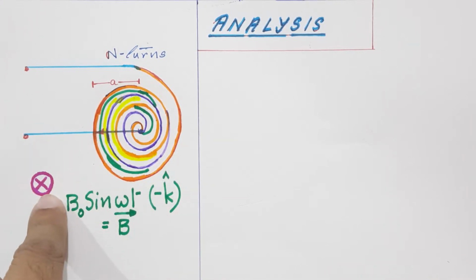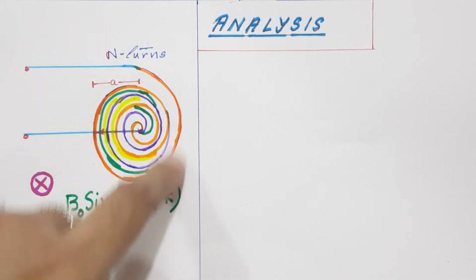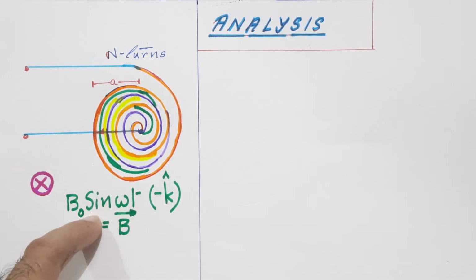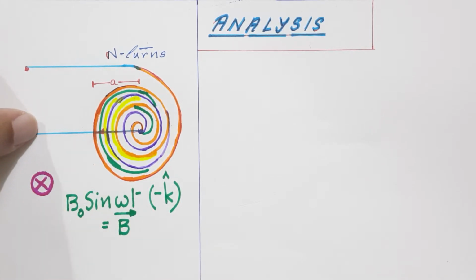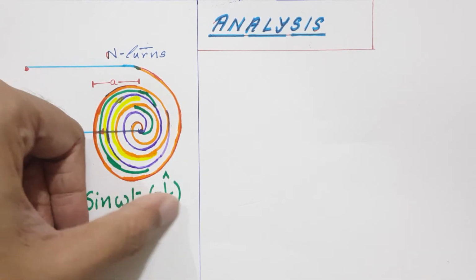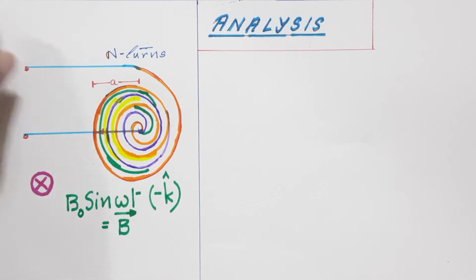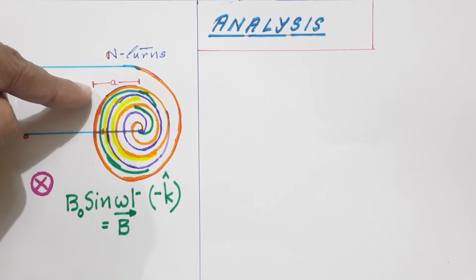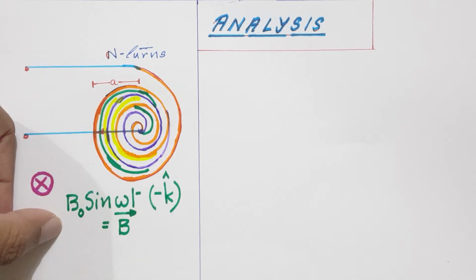Suppose you have a crossed magnetic field here in this region, and this magnetic field varies with respect to time, which is B0 sin omega t, and directed perpendicular to the plane of the paper inward. Okay, so B0 sin omega t minus k cap, which is B vector. So we have this plane spiral whose outer radius is small a, placed within this time varying magnetic field.